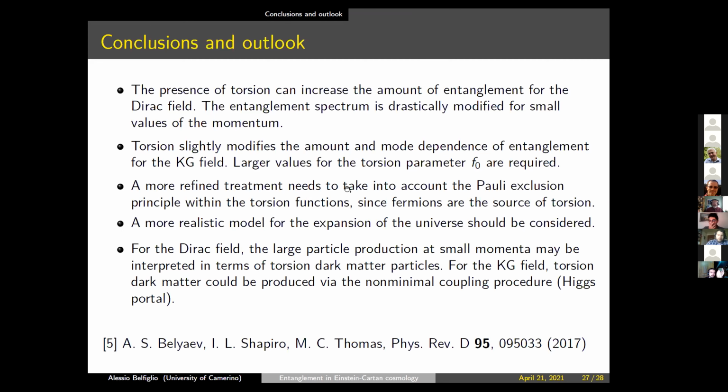And in general, another important future perspective is a possible modification of the model of the universe, since in this case we have assumed that the universe is asymptotically flat in the in and out regions. But of course, this does not correspond to the real behavior of the universe, at least in the early phases. And in general, there are several studies, as I've shown also this one here, in which torsion is related to dark matter. For the Dirac field, we have also tried, and we will try in the future, to associate the behavior of entanglement for small values of the momentum to the presence of torsion dark matter. While for the Klein-Gordon field, it has been shown that a coupling to the Higgs field may give mass to torsion, and so torsion can become a potential dark matter candidate.